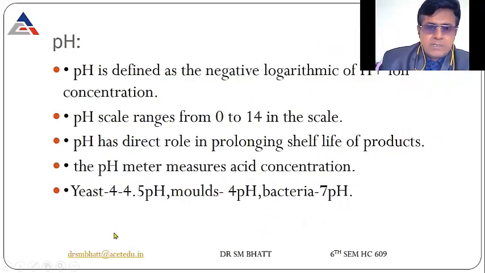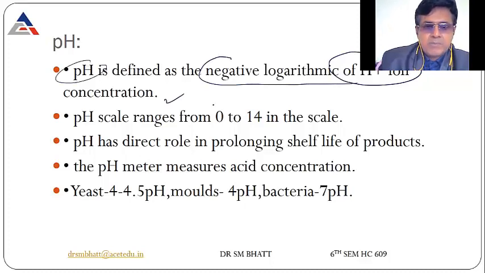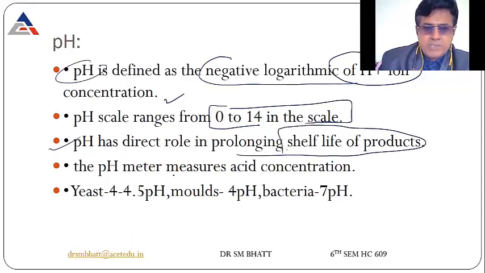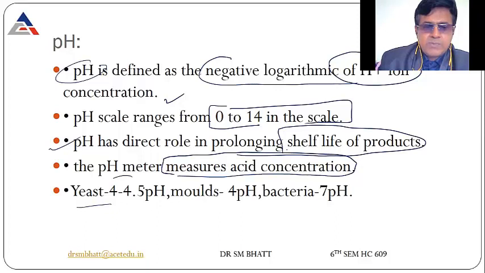So pH, already you know the logarithm is a scale of hydrogen ion concentration. The negative logarithm of hydrogen ion concentration is called the pH. pH varies from 0 to 14 on the scale. pH has a direct role in increasing the shelf life of products. A pH meter measures acid content. Yeast grows at pH 4 to 4.5.